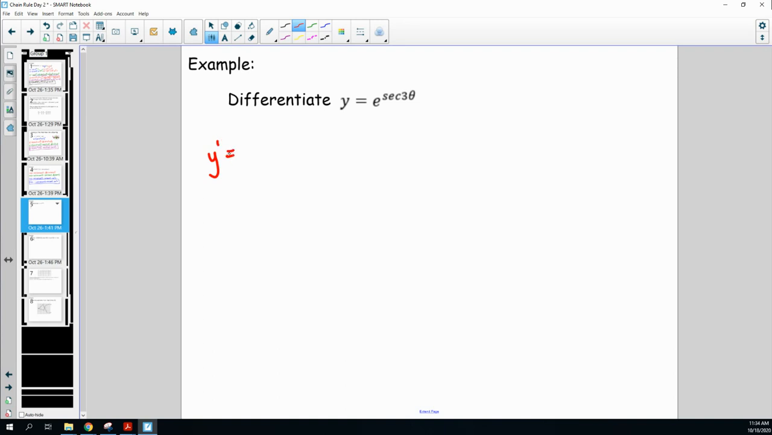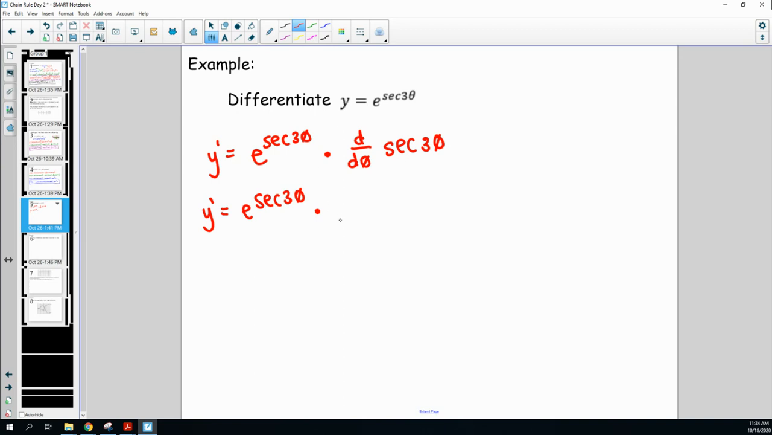Okay, our outer function is e to the something, so it's going to be e to the secant 3 theta times the derivative, so d over d theta, derivative with respect to theta, of the interior function, and in this case, the interior is the exponent, so the derivative of secant 3 theta. So we've got y prime equals e to the secant 3 theta times the derivative of secant 3 theta. So that's another chain rule. The secant is the outside, the 3 theta is the inside.